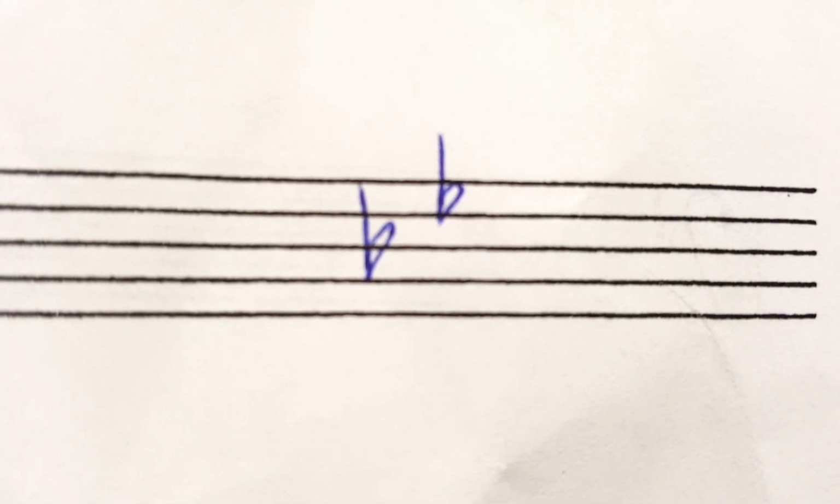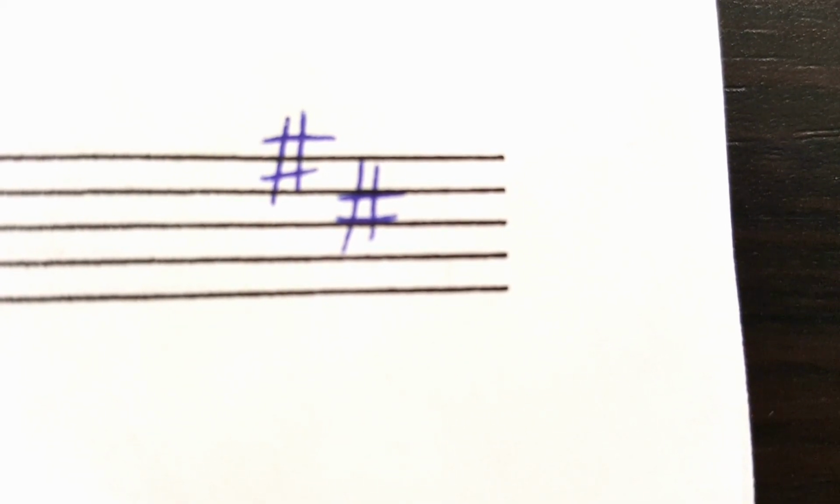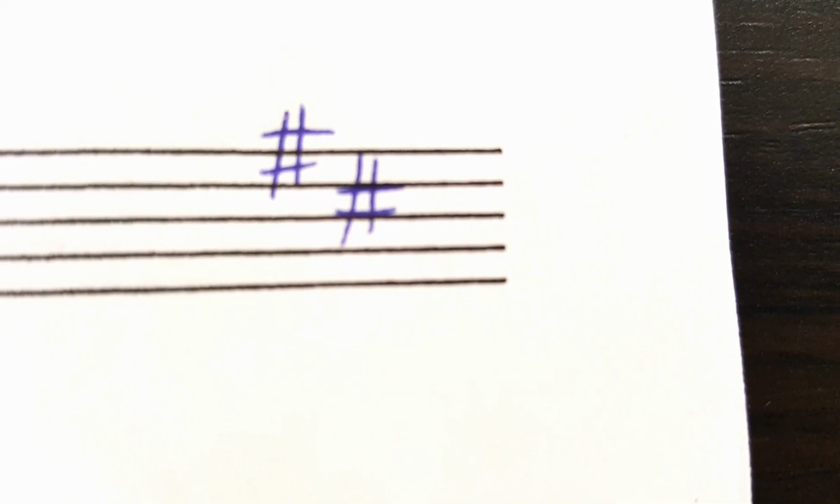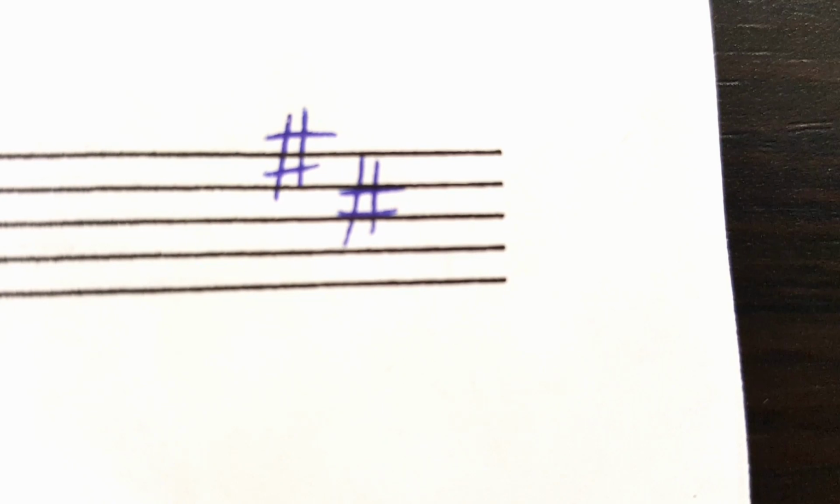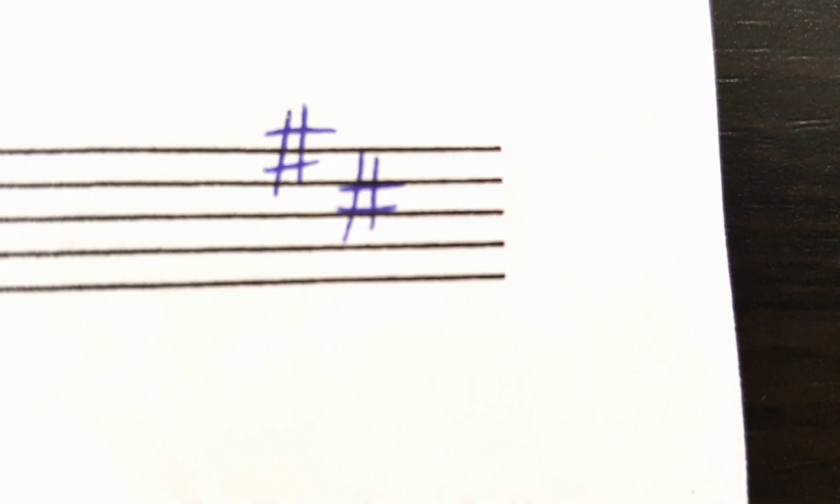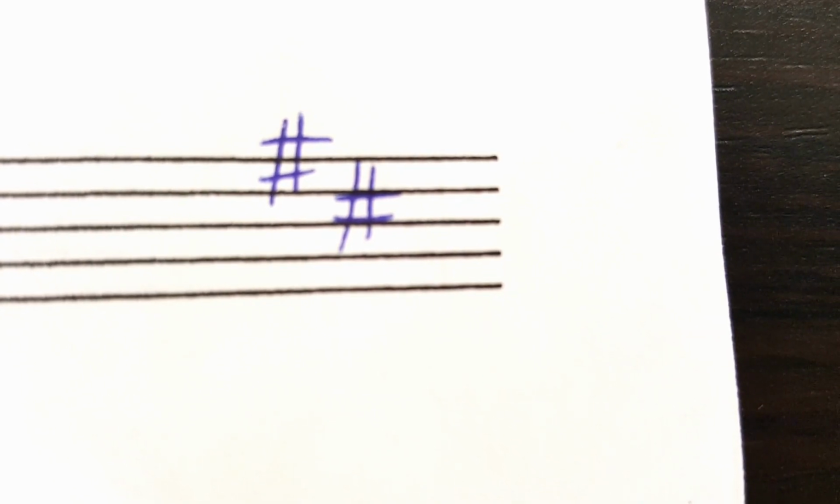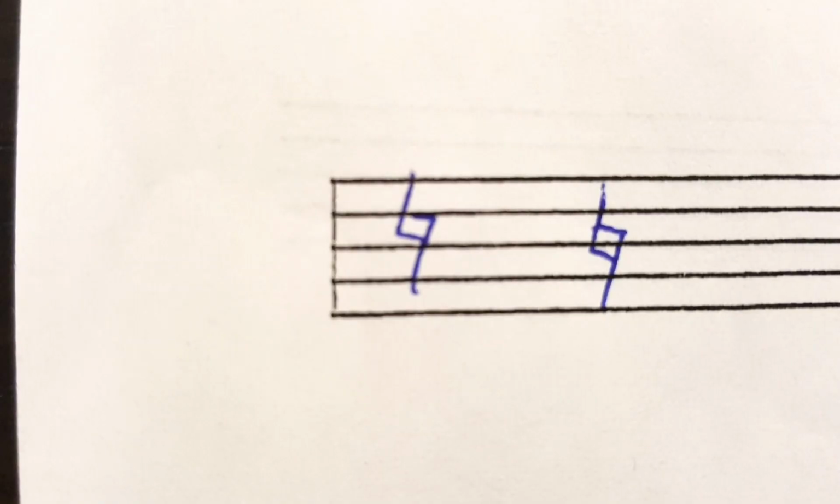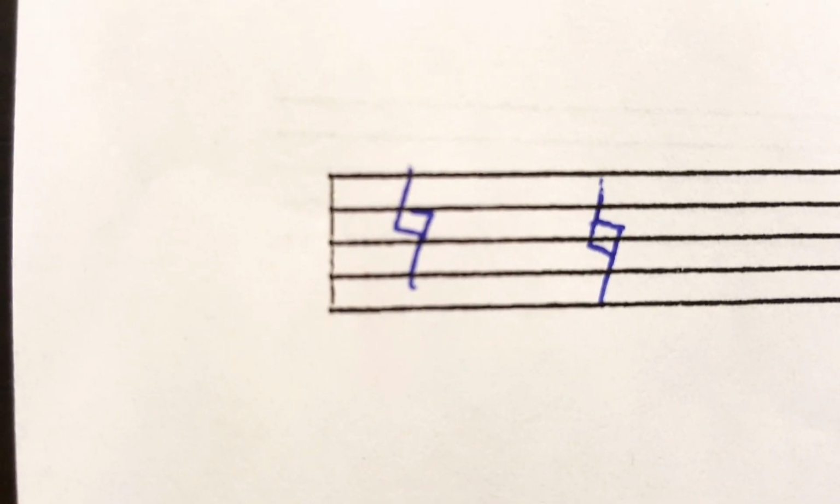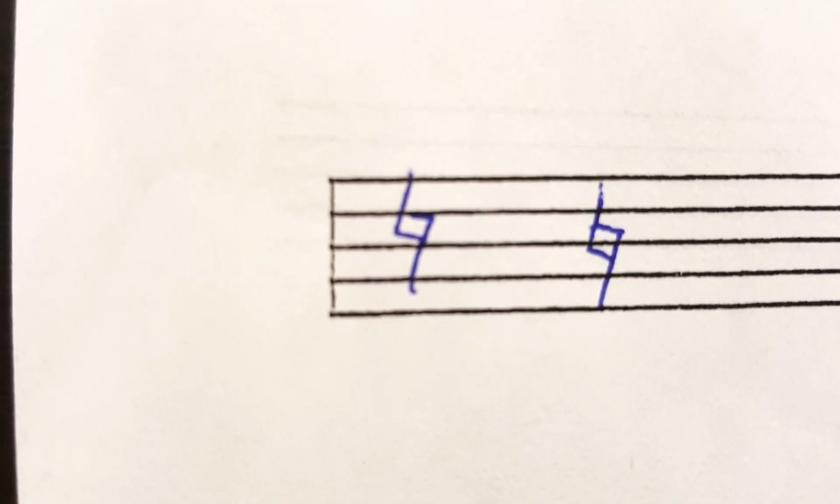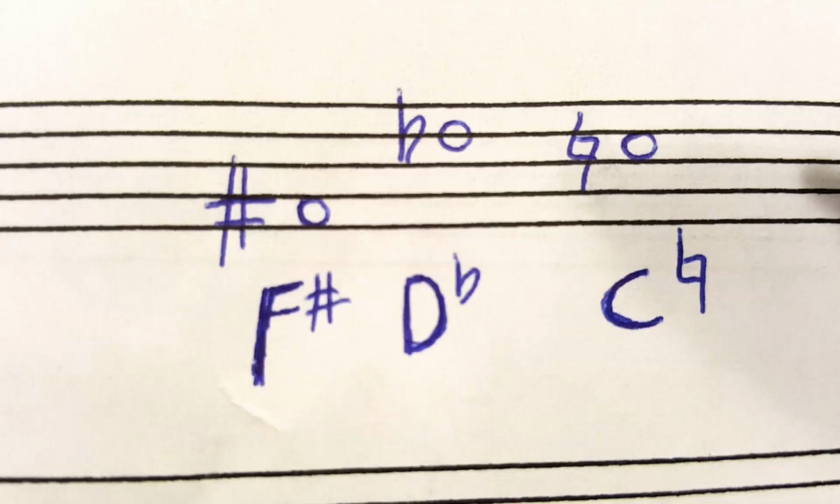These symbols are called sharps, and they look like a tic-tac-toe sign. The definition of a sharp is that it raises the pitch of a note by a half step. And again, they can be either on lines or spaces. These symbols are called natural signs, and they cancel the effect of a sharp or flat.